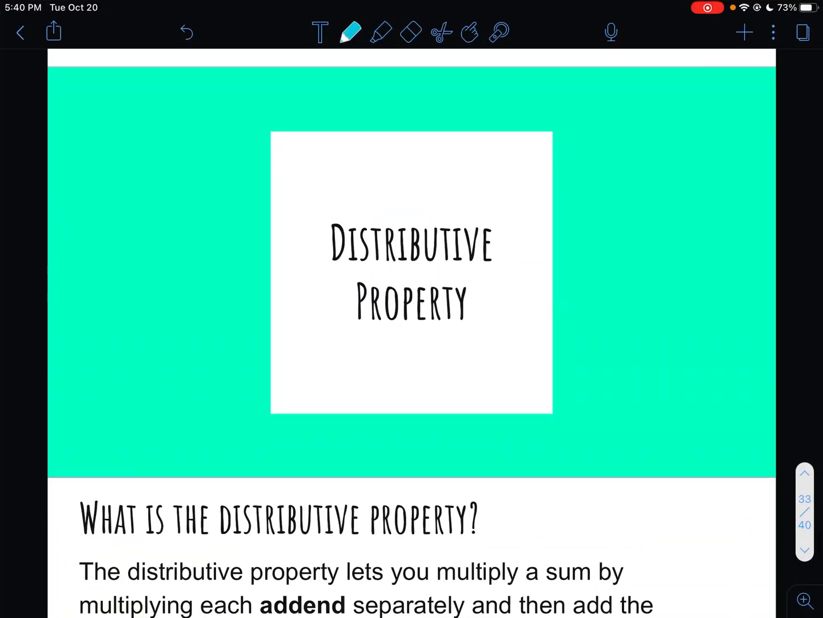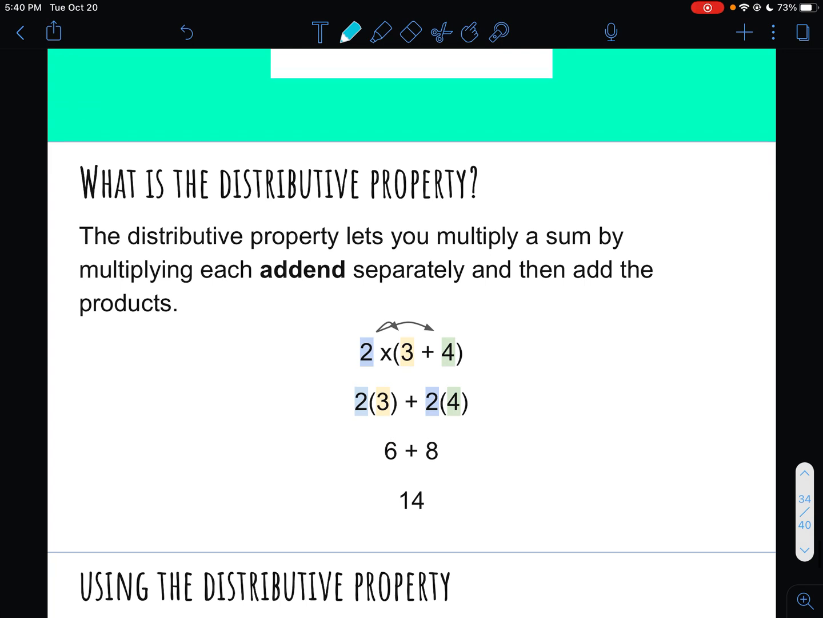So, distributive property. The technical definition of the distributive property says that it lets you multiply a sum, so the sum would be 3 plus 4, 2 times 3 plus 4, by multiplying each addend separately and then adding the products. So you can multiply 2 times 3, that goes right here, and then 2 times 4, right here. 2 times 3 is 6, 2 times 4 is 8, add those to get 14.